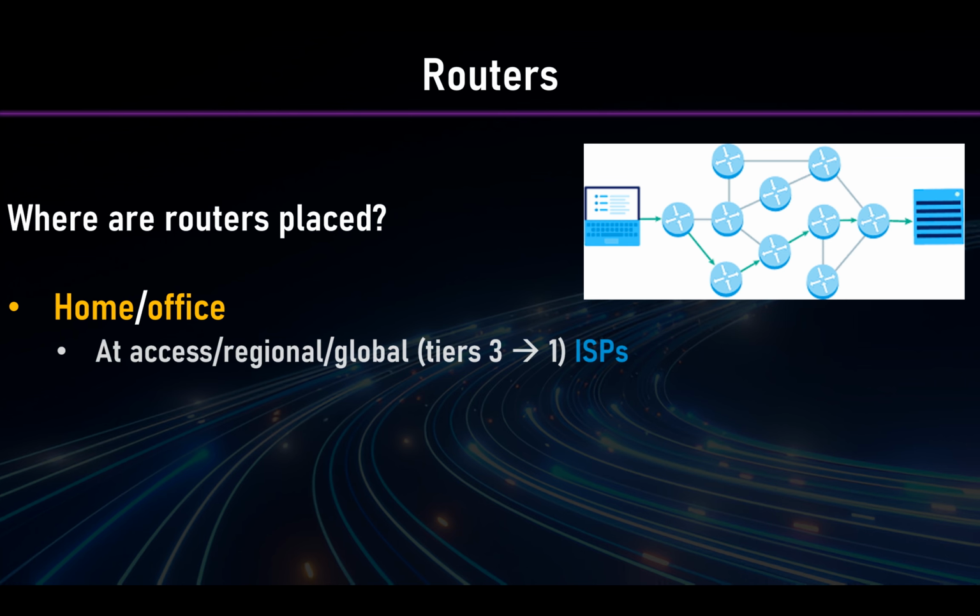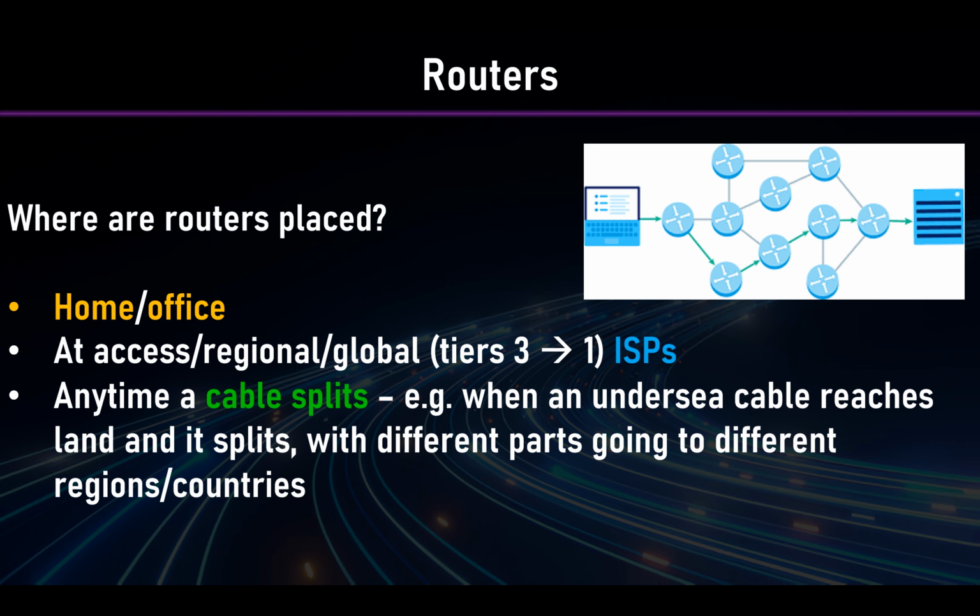We mentioned this about routers: our home office, our access, regional, global, so our tier 1 to 3, 3 to 1 ISPs, and also anytime a cable splits. If a cable splits, then we need to know: do we send the packets down this cable, or down the other cable?